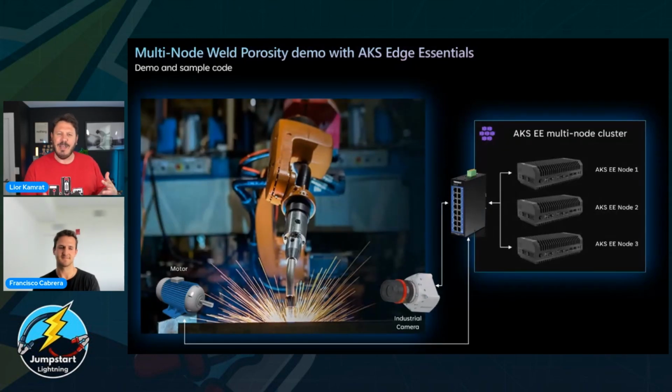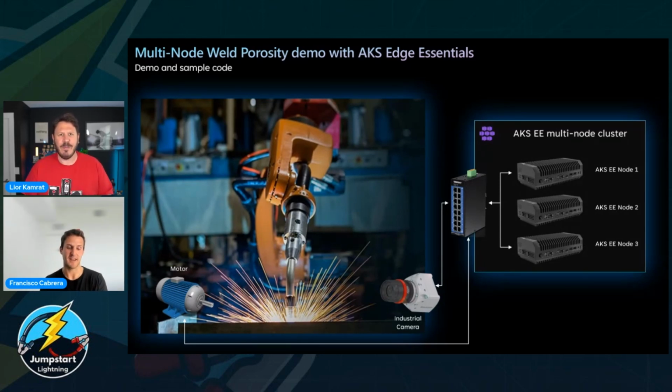And when I'm seeing on the right the AKS Edge Essentials clusters, and on the left I see the robot, I can't help thinking about how those universes of industrial and manufacturing are starting to mix into this universe of cloud native and modernization and edge computing to the point that we are at right now. So it's just an interesting anecdote that I wanted to share with you.